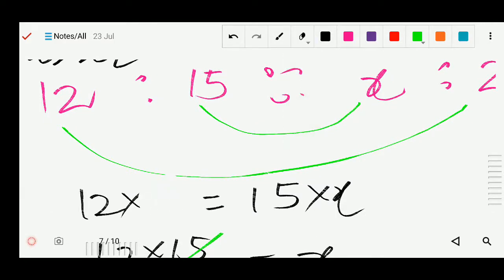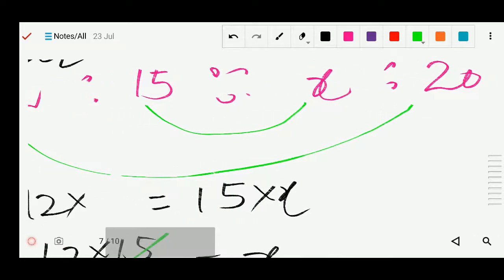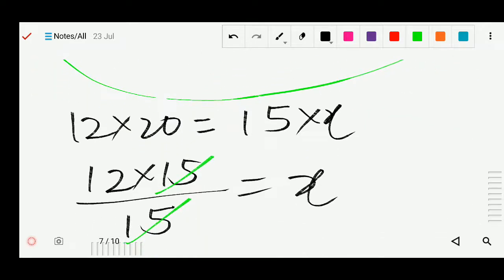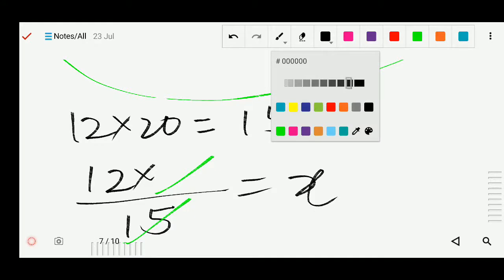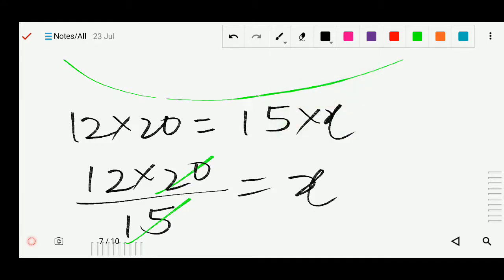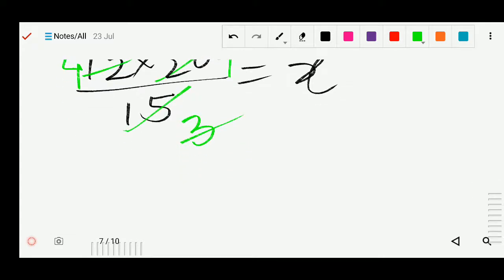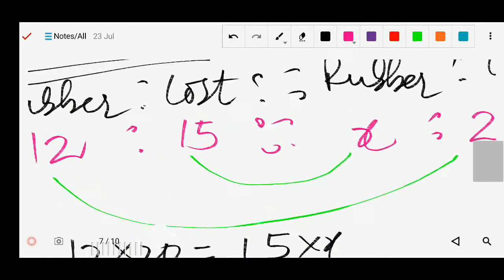Actually here is 12 into 20. Okay, so here will be 20. Now actually here will also change, this part will also change. Here will be 20. Now I can divide 3 times, and this is 4 times. Again we can divide 4 times. So now 4 4s are 16. So 16. What is the value of x? 16, and x was your rubber.